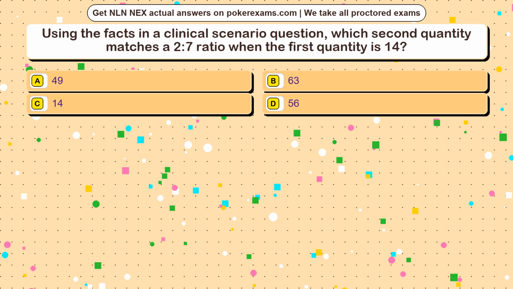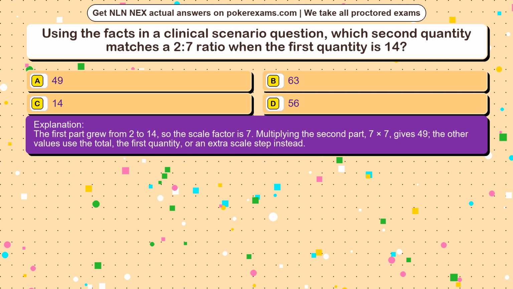The correct answer is option. The first part grew from 2 to 14, so the scale factor is 7. Multiplying the second part, 7 times 7, gives 49. The other values use the total, the first quantity, or an extra scale step instead.